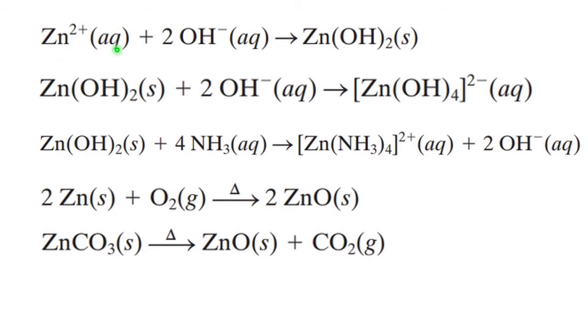Zinc 2+ ion precipitates with hydroxide to make zinc hydroxide. However, it is amphoteric. It reacts with additional hydroxide to make tetrahydroxozincate ion. This is very similar to aluminum. What is different from aluminum is that zinc hydroxide reacts with ammonia to make tetraamminezinc cation, complex cation, which aluminum cannot do.